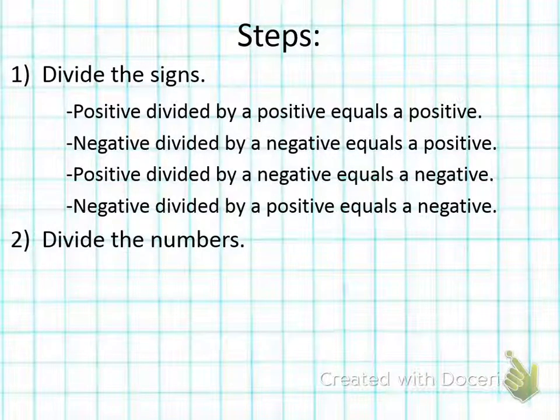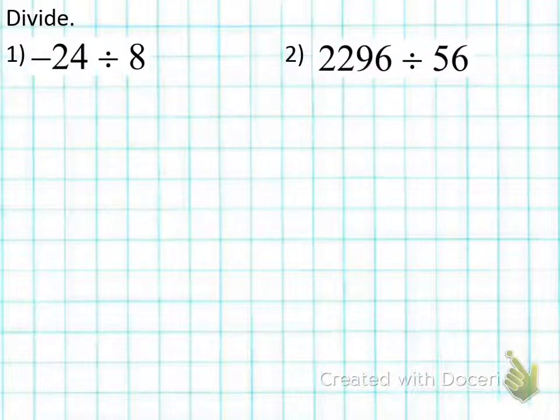Divide the signs first. So positive divided by positive is a positive, negative divided by negative is a positive, positive divided by negative is a negative, negative divided by positive is a negative. Divide the numbers, okay? So we have that all written down. If you're on the video, please pause it to write these down. I'll show you a couple of problems right now. Please watch right now, and then we will work out the remainder, okay?